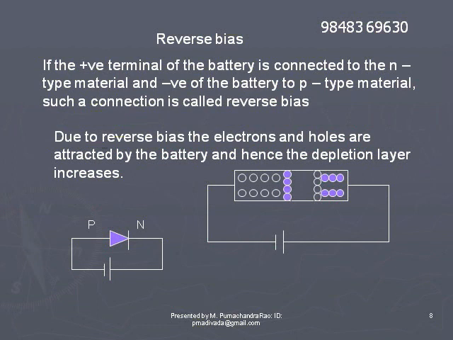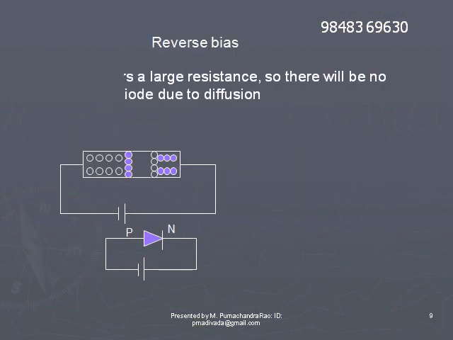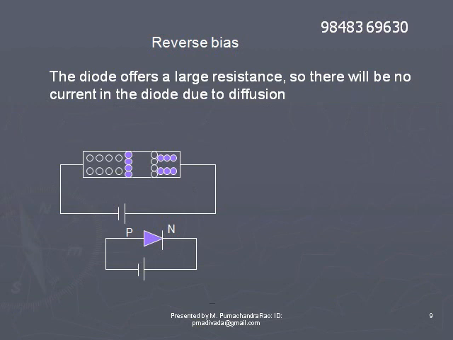In the case of forward bias, the width of the depletion layer decreases because the electrons and holes will be driven towards the junction. But in the case of reverse bias, electrons and holes will be attracted by the battery, so the width of the barrier increases. So the diode offers a large resistance in reverse bias.